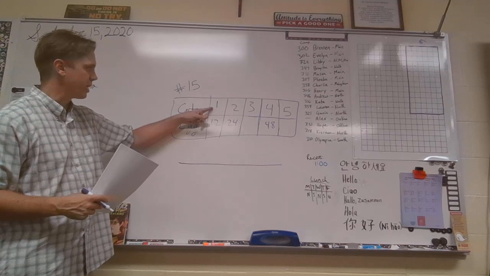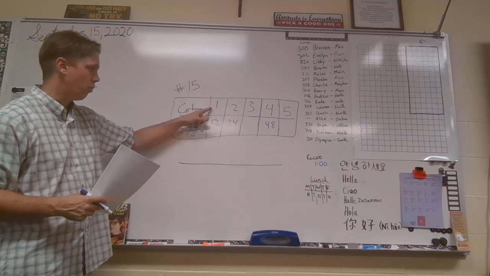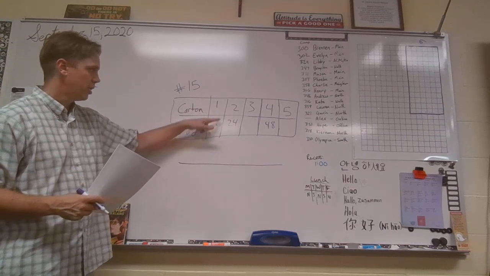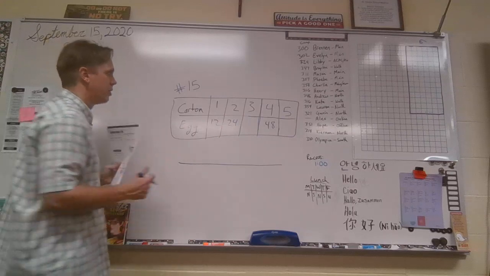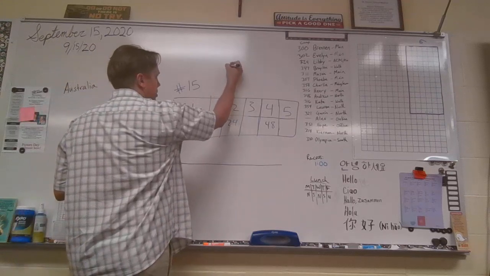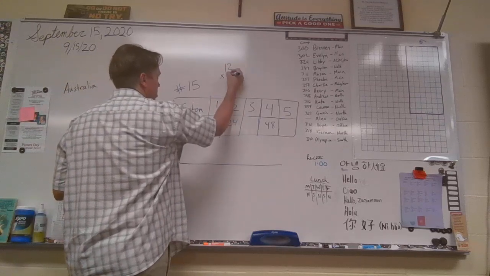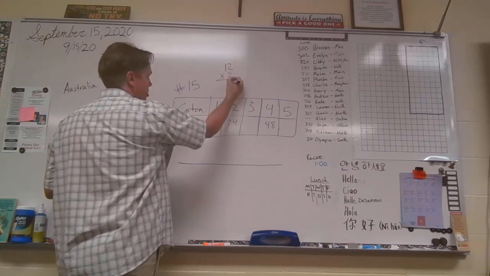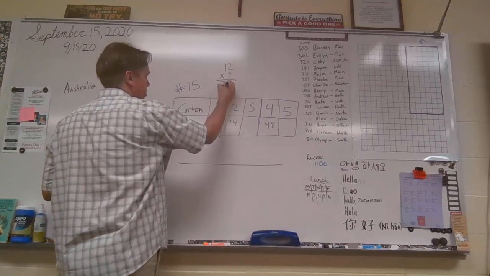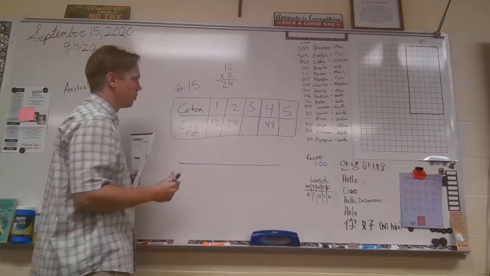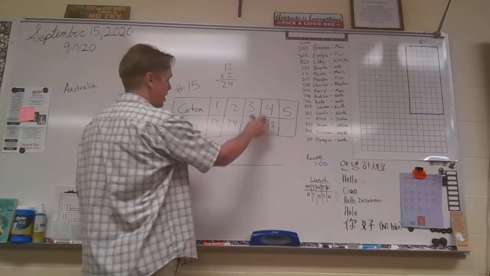So how could we use multiplication to go from 1 to 12? Well, 1 times 12 equals 12. 2 times 12. So if we had 12 times 2, right? 2 times 2 is 4. 2 times 1 is 2, 24. I think I'm seeing a rule. All right, well, we have 48 over here.